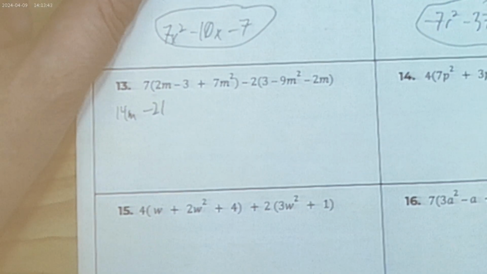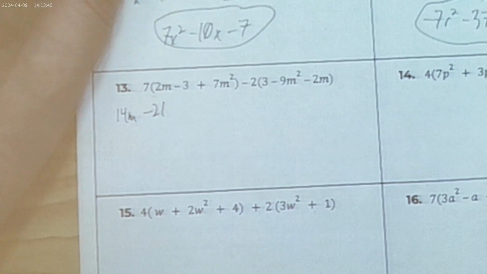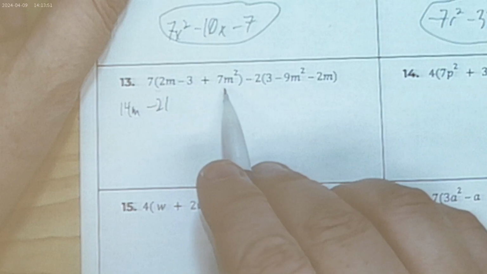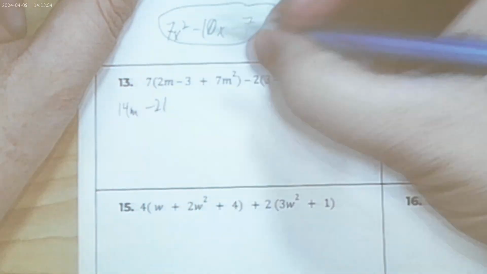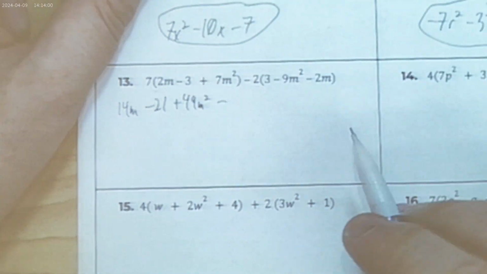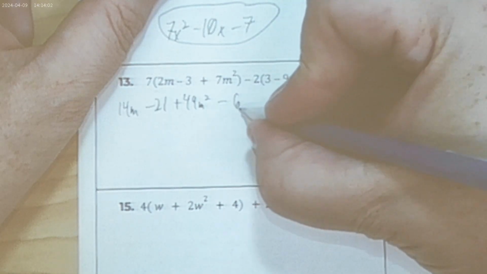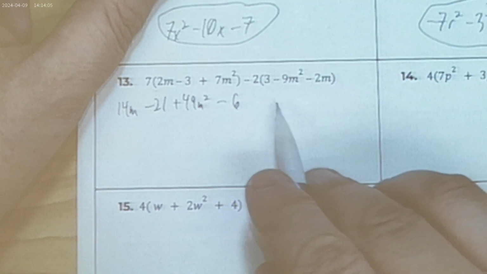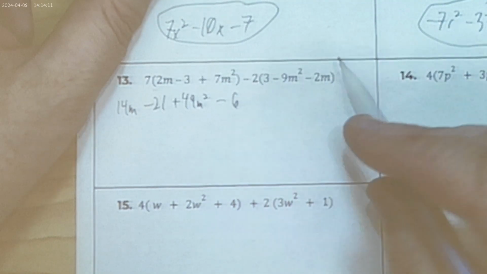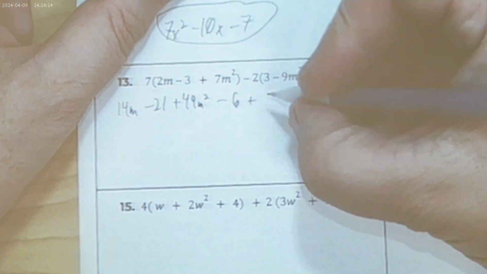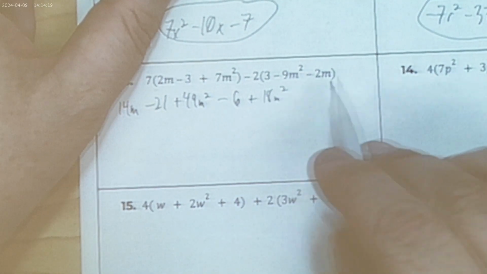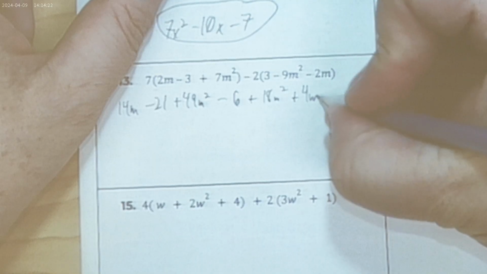Oh, and it's not in standard form. I gotta stop letting these things ruin my day. But 7 times 7m squared is going to be 49m squared. And then minus 2 times 3 is 6. Minus 2 times 9 is going to be plus 18m squared. Minus 2 times minus 2m is going to be plus 4m. There we go. Okay.